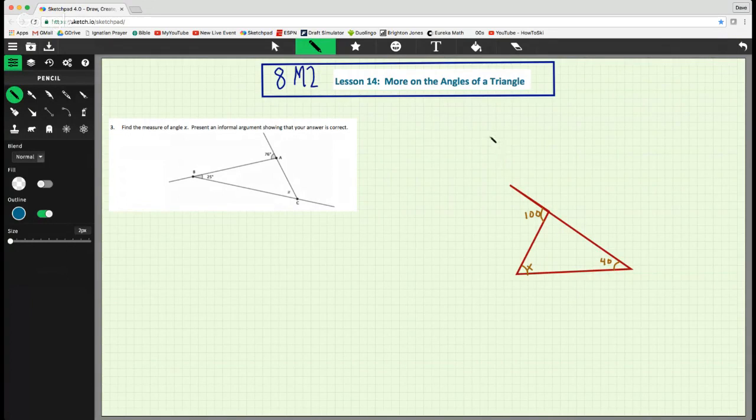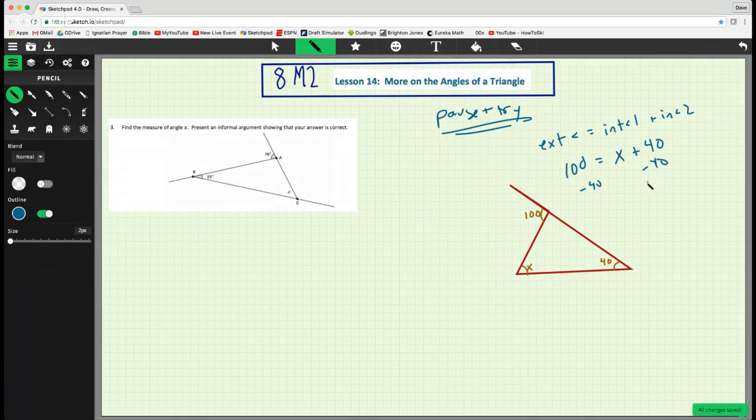Well, here we've got our exterior angle. So now pause and try. Okay, now I assume you're back. I assume you've paused it and you've tried it. Now let's remember that our exterior angle is equal to our interior angle 1 plus interior angle 2. So our exterior angle here is 100, and that equals X, and our other one is 40. So now if we subtract 40 and we subtract 40, we get X equals 60 degrees.